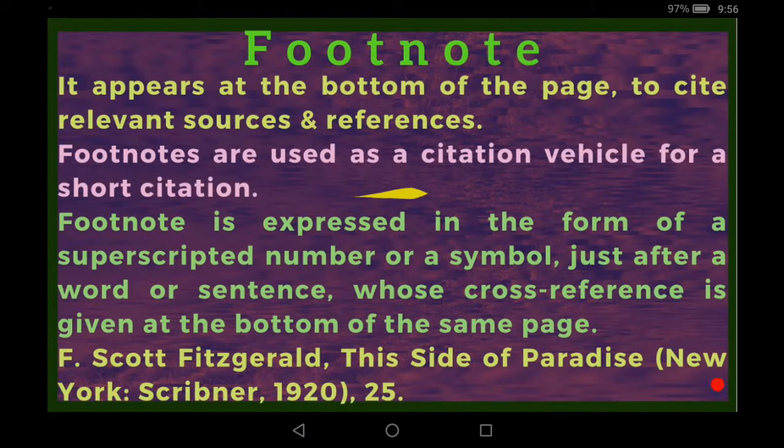One line is written, and in that line you use this superscript mark, and sometimes you use a particular symbol like hash or ampersand, and later at the bottom of that page you include that symbol, or it can be numbers 1, 2, 3, and then you put the footnote. For example, F. Scott Fitzgerald, This Side of Paradise, New York, Scribner, 1920-25. It has almost all the information relevant to that particular reference.